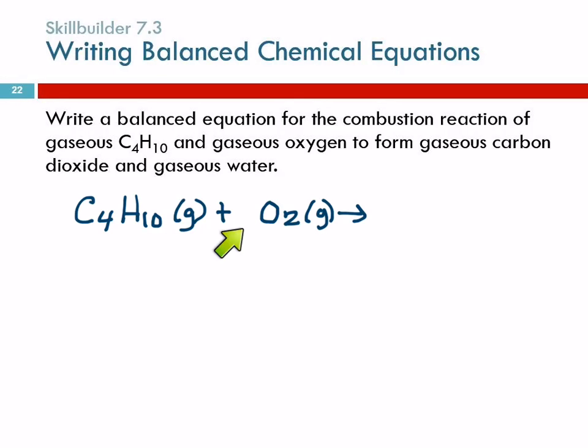And notice I'm leaving a little space here in case I need to write a coefficient in there. Then we've got carbon dioxide. We already figured that one out. CO2. Again, it's a gas. My other product is water. What's the formula for water? H2O. And this is a gas.